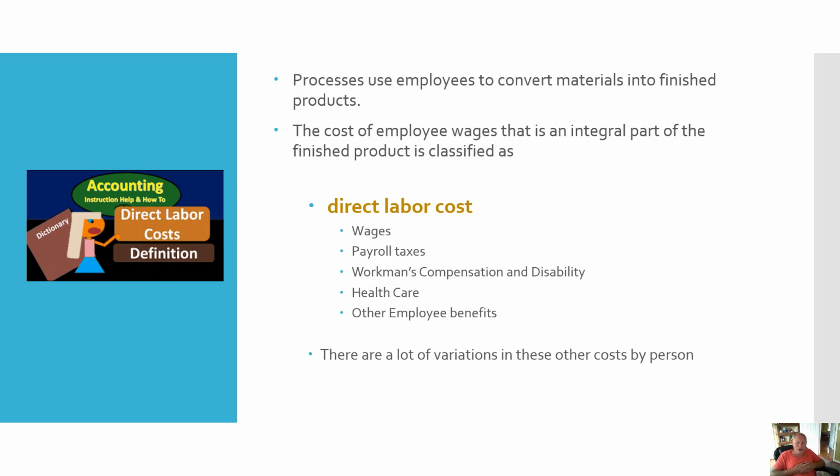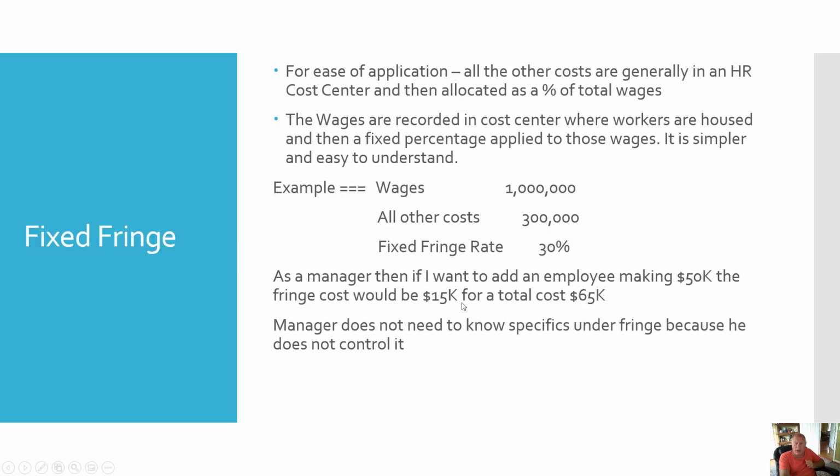Now, when you look at all of these, there's a lot of variation in cost by person based on wage limits, based on what benefits they may select. So this is an easy one to capture, though these add a little more complexity to the situation. For ease of application, these costs are often aggregated in a human resources cost center and then allocated as a percentage of total wages. At this point I may want to define that.